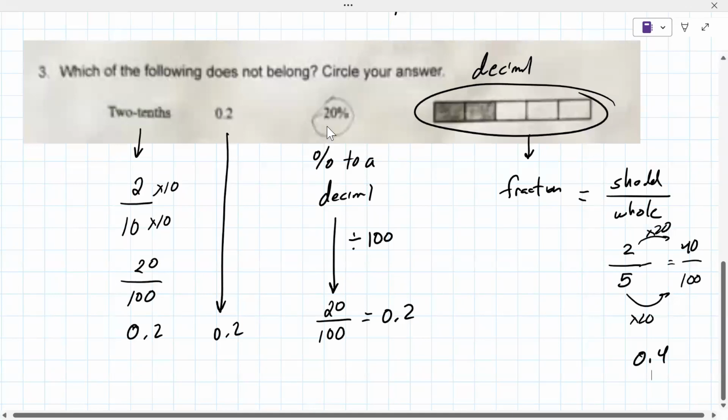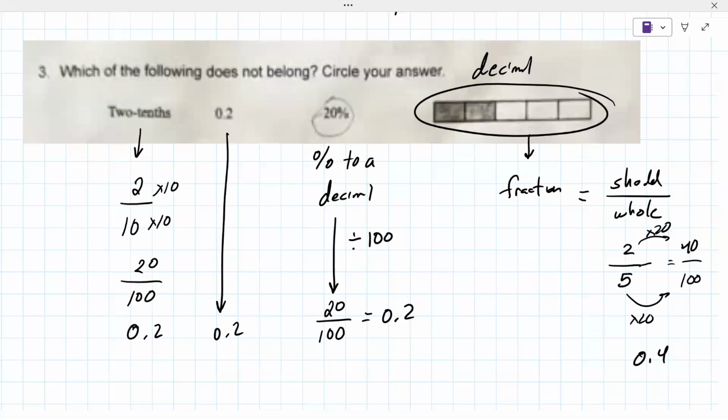So this mixed review is trying to get you to remember how to convert words to a fraction to a decimal, percent to a decimal, picture to a fraction to a decimal. All right, so 5 is correct.